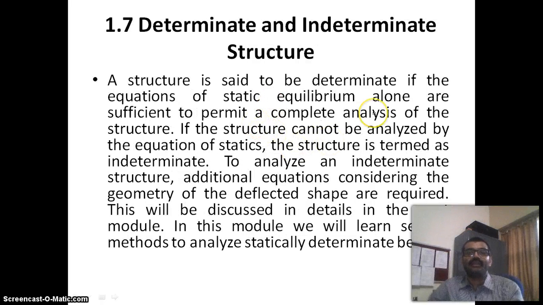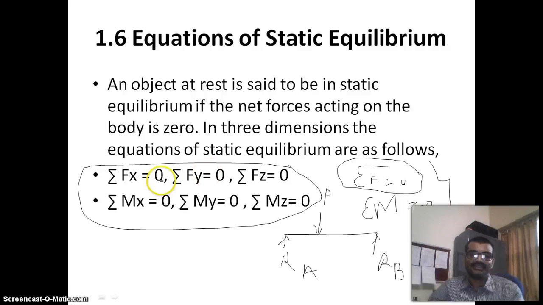Now determinate and indeterminate structures. As we saw previously, sigma F is equal to sigma M is equal to 0. Basically, sigma H is equal to 0, which means the summation of horizontal force is equal to 0. Sigma V, the summation of vertical force, is 0, and sigma M, the summation of moment, is equal to 0. So we have three equilibrium conditions: the algebraic sum of horizontal force is 0, the algebraic sum of vertical force is 0, and the algebraic sum of moment is 0.